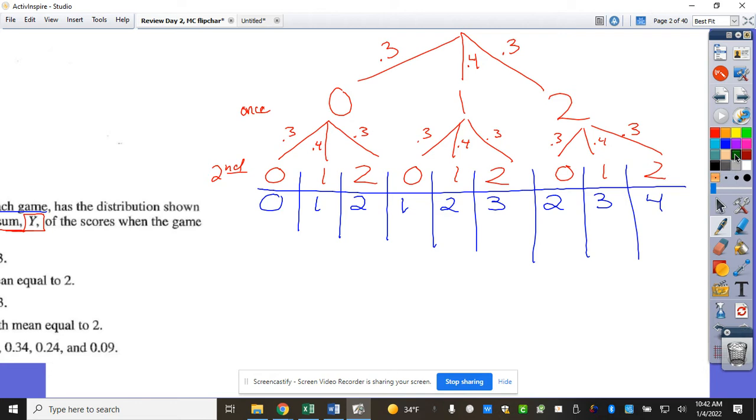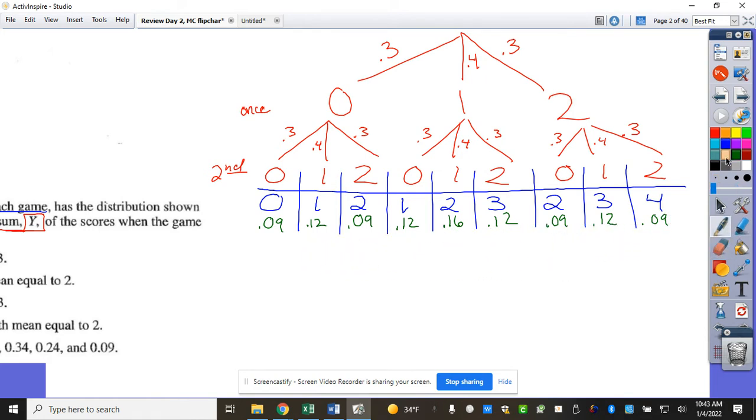The probability. So how do I find the probability of my first path? Just to get this 0, how do I find that probability? Multiply down. So here times here, which gives me 0.09. And all these are easy because they're either 0.09 or 0.12. So I'm 0.12, 0.09, 0.12, oh, there's 0.16, forgot about that one. 0.12, 0.09. So those are all my different paths.